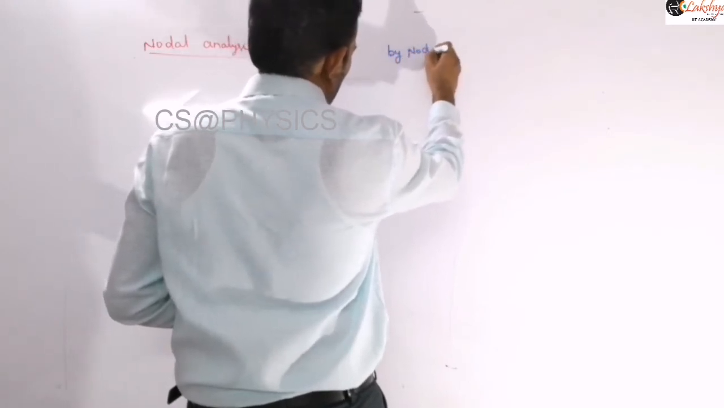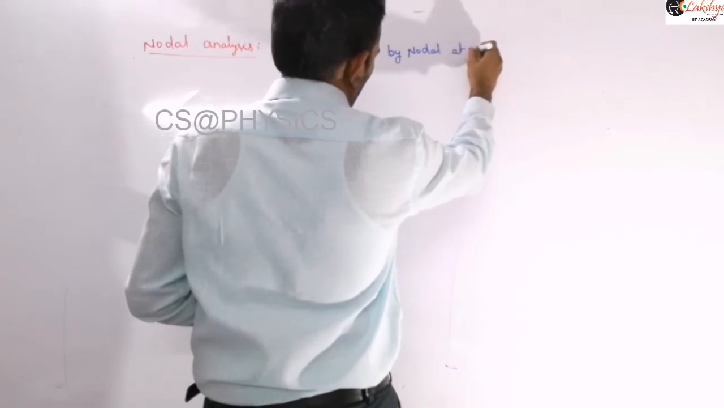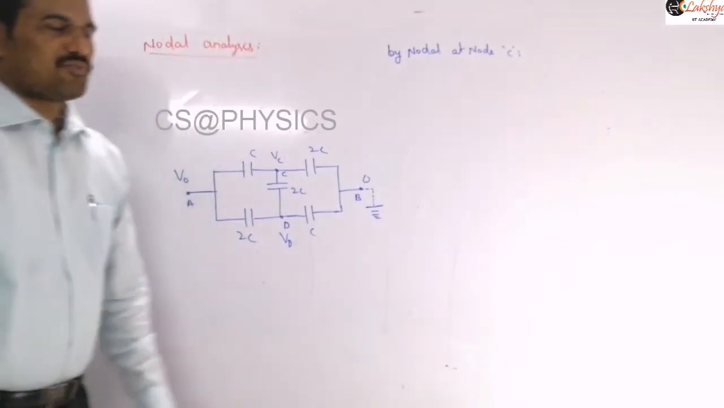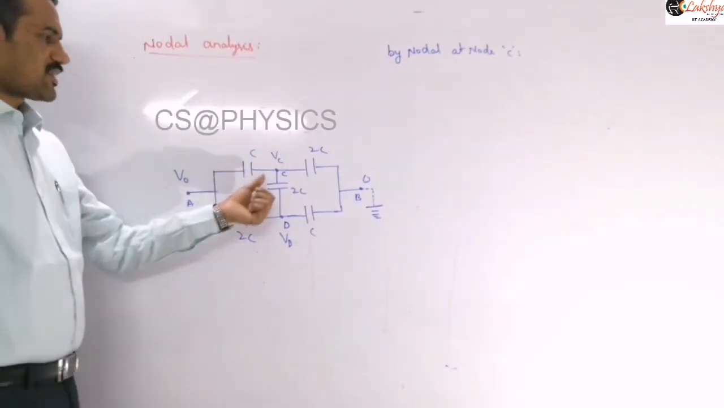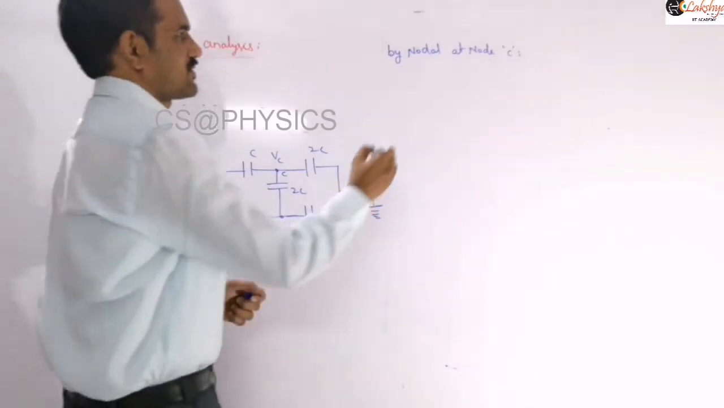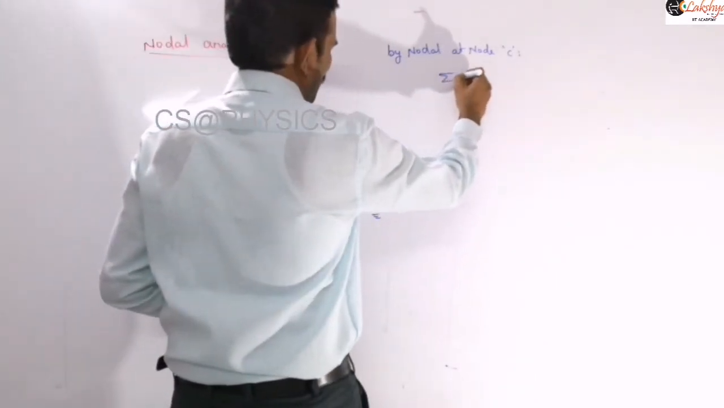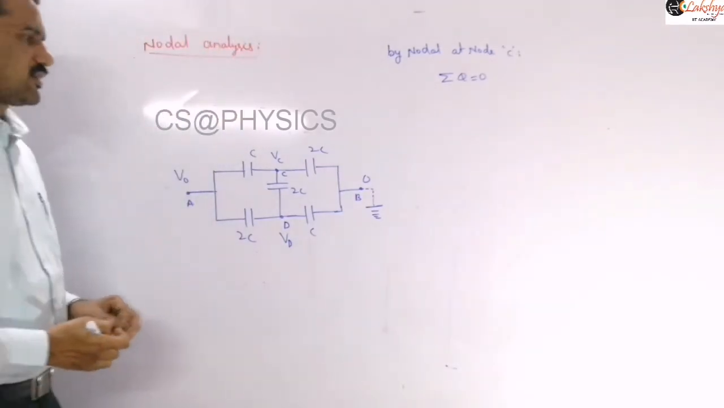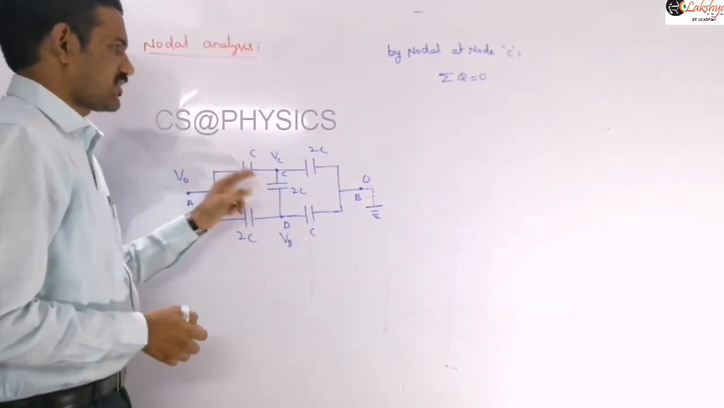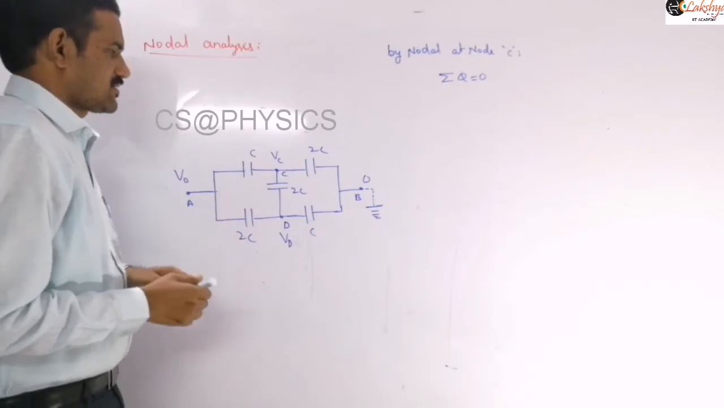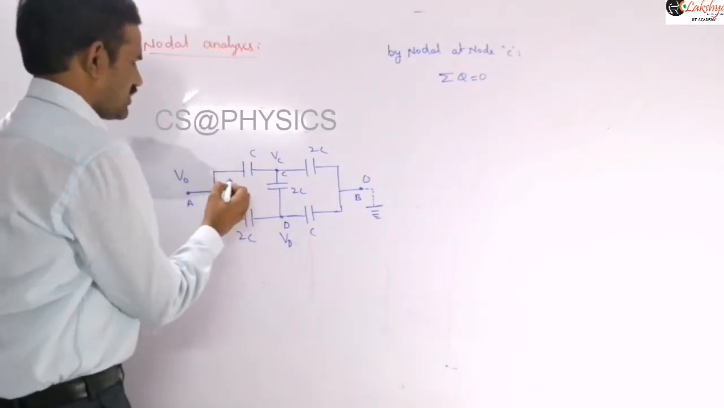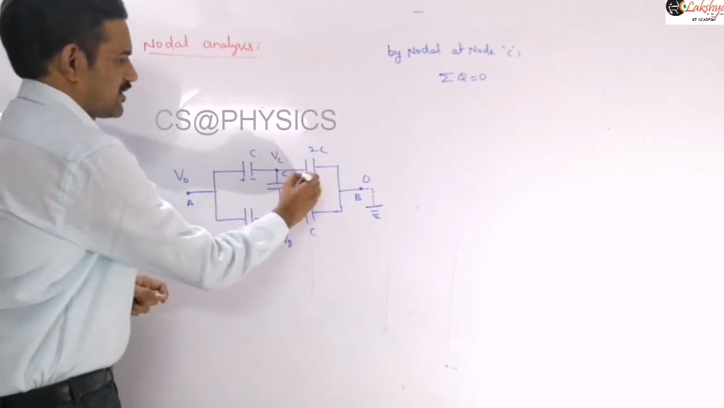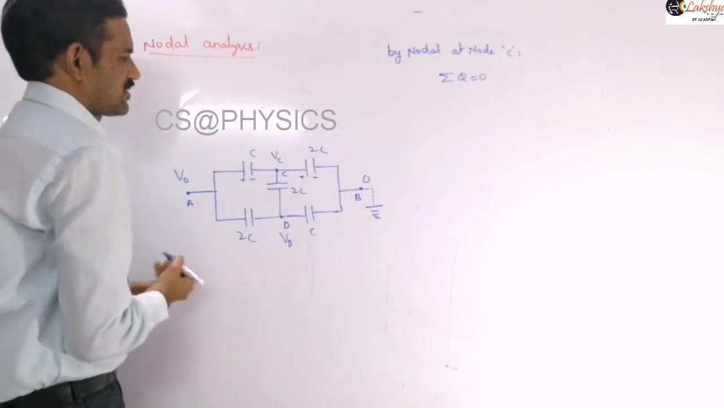By nodal equation at node C. So now I am writing this nodal equation at the node C. We know that the nodal equation is nothing but sigma q is equal to 0. Right? And the charge across this we can write as sigma q; here we can consider this as plus and this as minus, and similarly this is plus and this is minus.